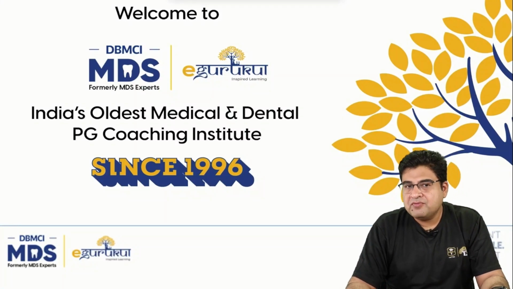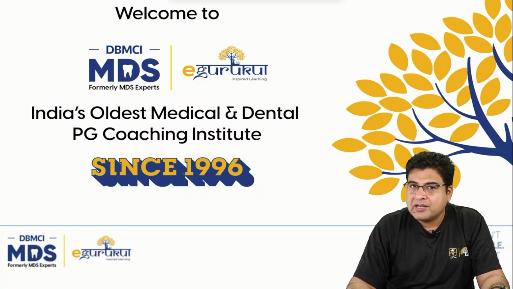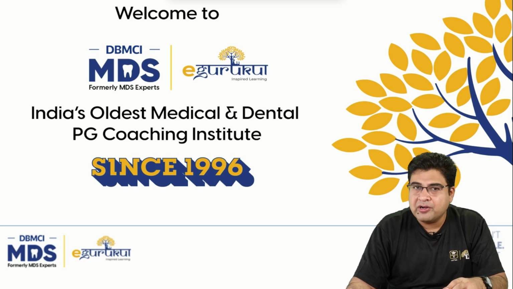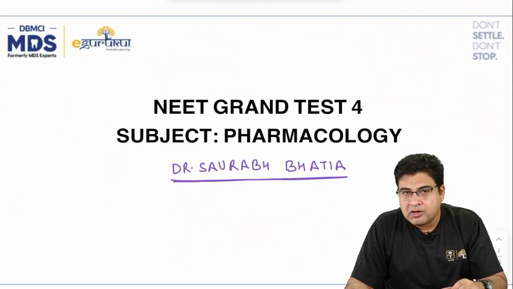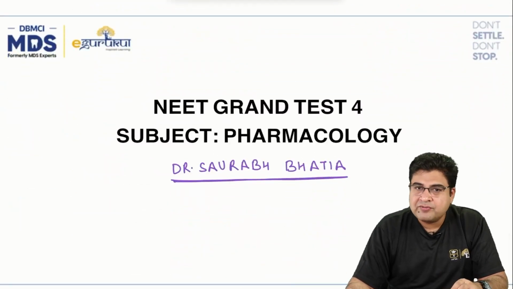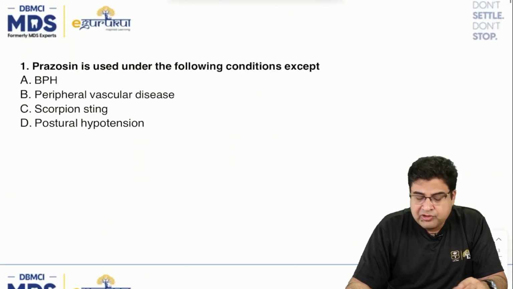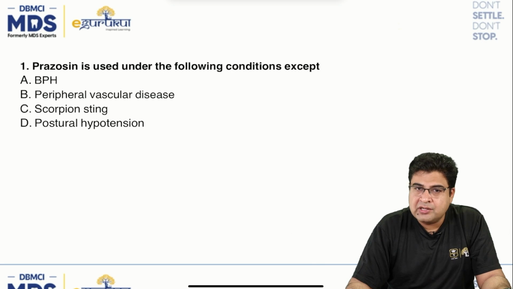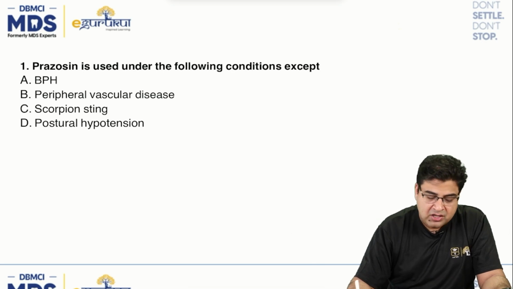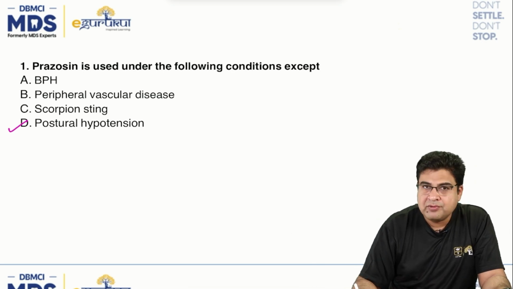In this video, we will talk about the questions which are asked in our grand test regarding pharmacology. So I am Dr. Saurabh Bhatia and I would be discussing these questions of pharmacology with you asked in grand test 4. Question number 1, prazosin is used under the following condition except. So answer is postural hypotension.